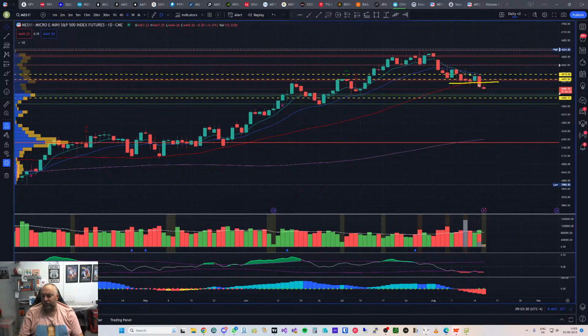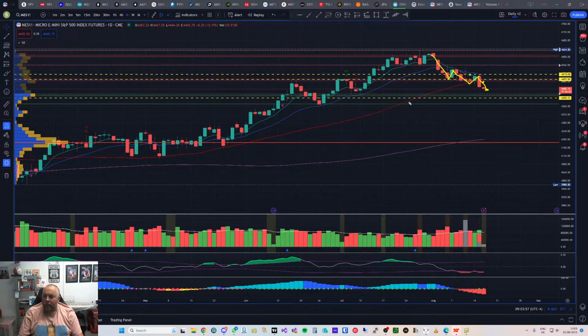We've broken down through the 50 moving average and we were sitting around there yesterday. We've come back, we've retested the 50 as well today, or we tried to retest the lows of yesterday, and it does look pretty bearish. We're putting in a lower high, lower low, another lower high and another lower low.